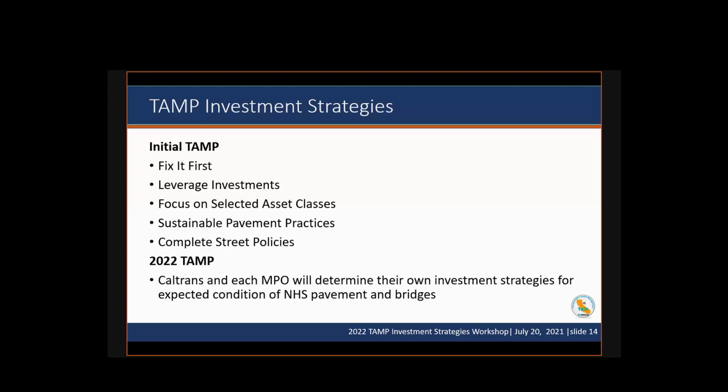Next slide. For the 2022 TAMP, we're proposing something pretty different. Throughout this workshop, you'll see we are proposing to let each MPO develop their own investment strategy and communicate that to us. And then for the California TAMP, we will aggregate those MPO investment strategies along with the investment strategies of Caltrans to represent California in the TAMP. Next slide.